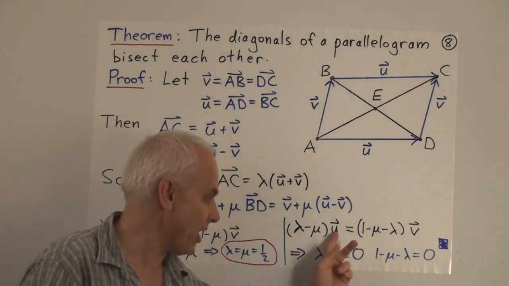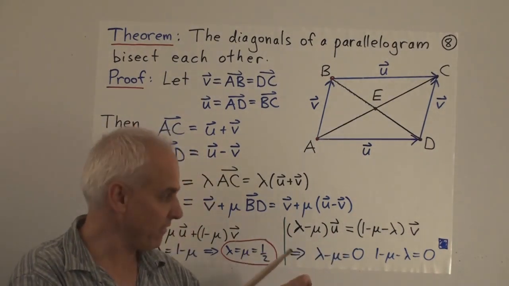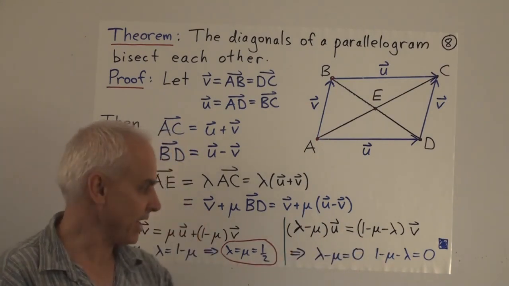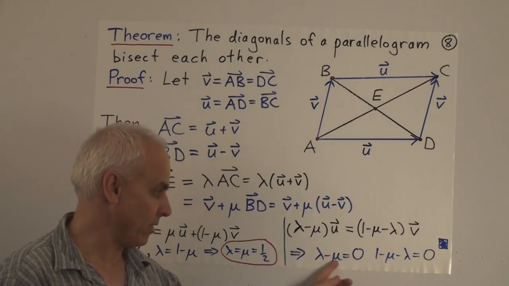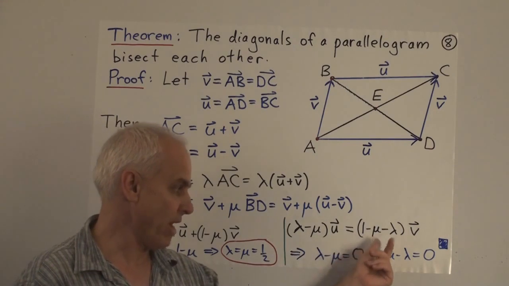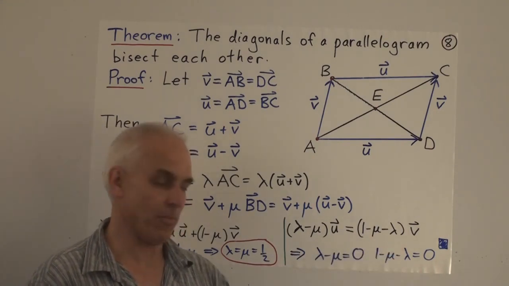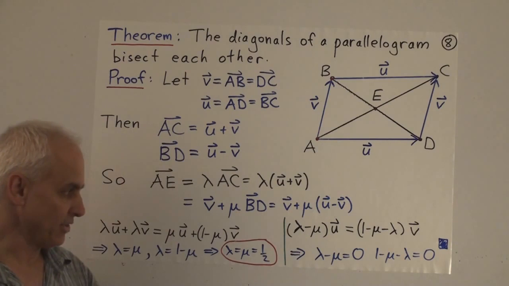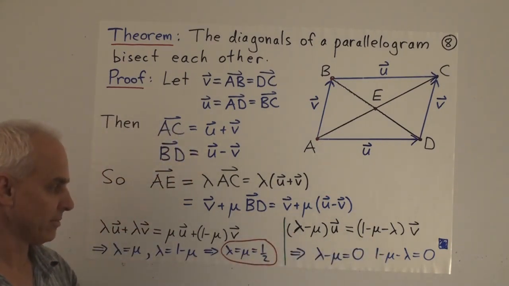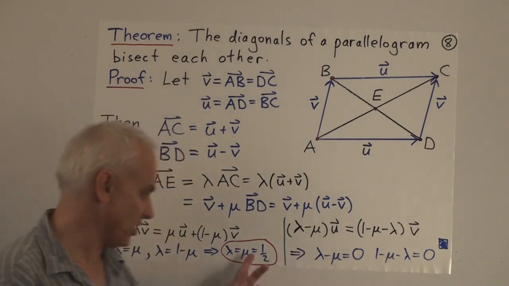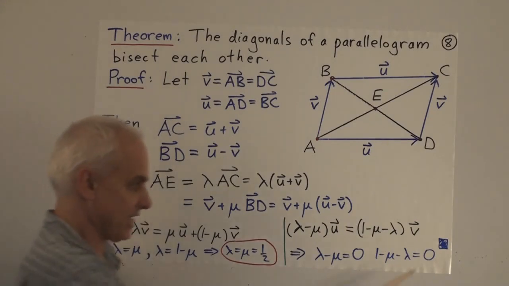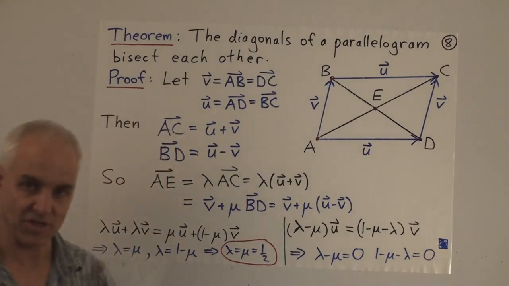So the only way a multiple of u can equal a multiple of v is if the multiples are both 0. Okay, so that means that lambda minus mu is equal to 0. That coefficient has to be 0. And 1 minus mu minus lambda also must equal 0. So that's another way of saying it, which maybe is a little bit more natural. It leads to the same kind of equations that you solve to get lambda equals mu equals 1/2. And so that's the proof finished there.